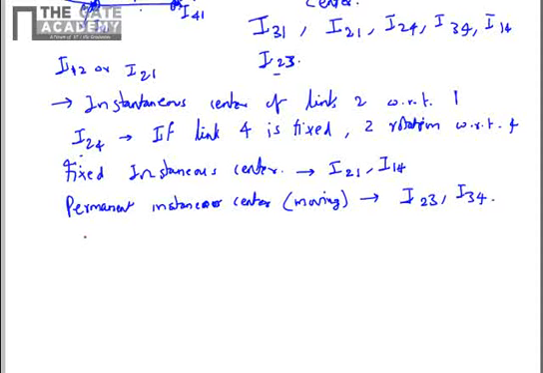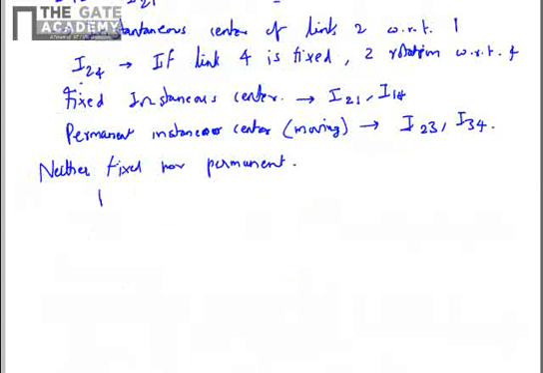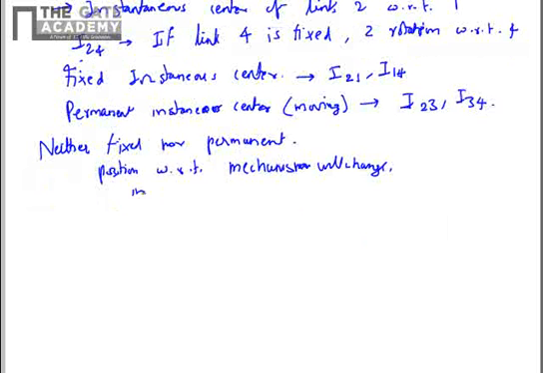The third category is neither fixed nor permanent. In this category, you see I24, it is not lying on the mechanism, so it is not a permanent instantaneous center. The position with respect to the mechanism will change, and also the position in space will change. So we have two in this category, I24 and I31.